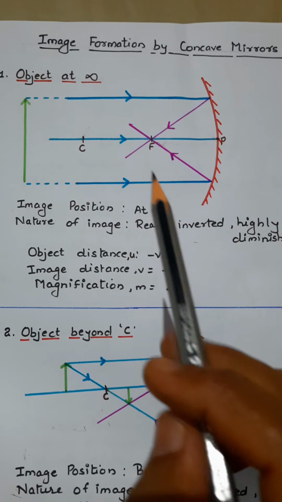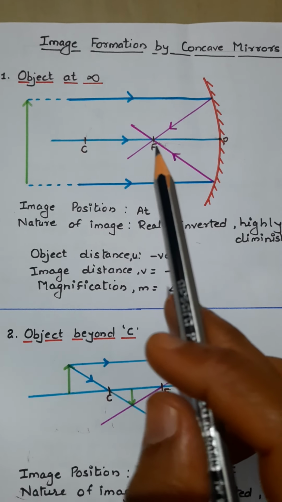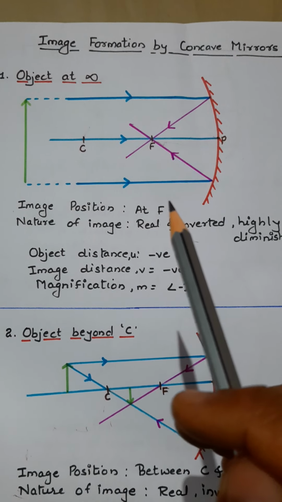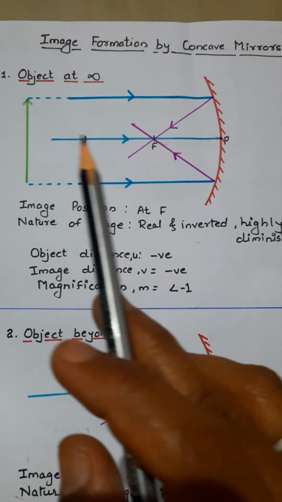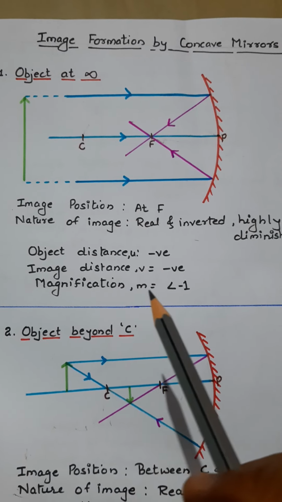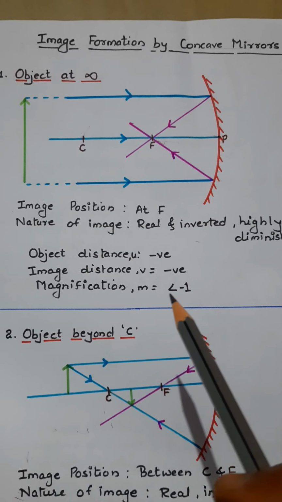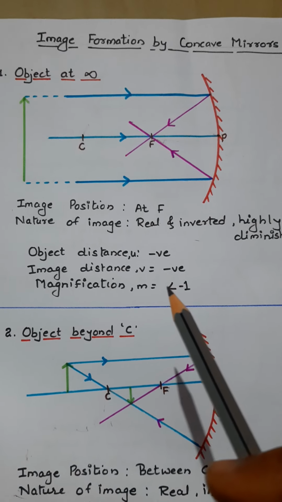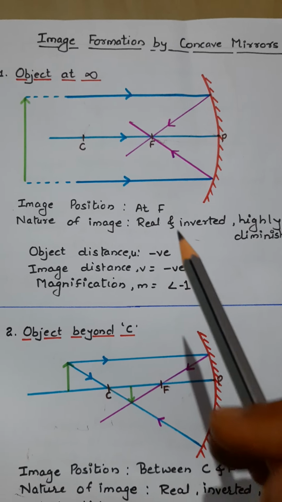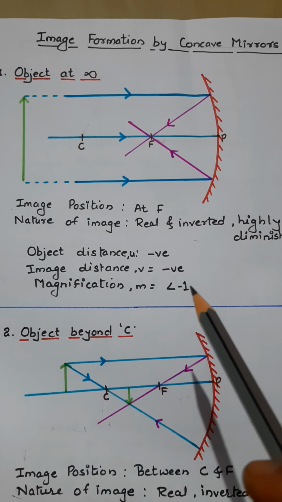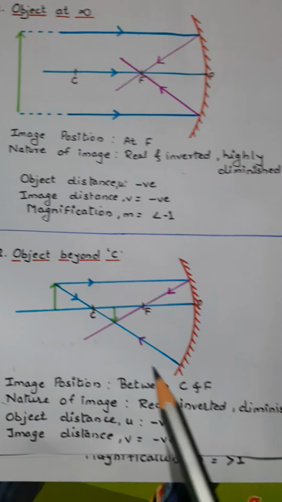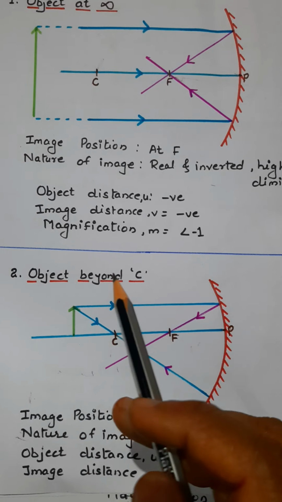The nature of the image in this case will be real and inverted, and we'll get a very highly diminished image. We can say a point size image we will be getting. As per the sign convention, the object distance and the image distance are negative. Magnification in this case is much less than -1. The less-than sign indicates the size of the image and the negative sign indicates that it is a real image. This we are considering as per the rules, which are also called the new Cartesian rules or the sign convention.